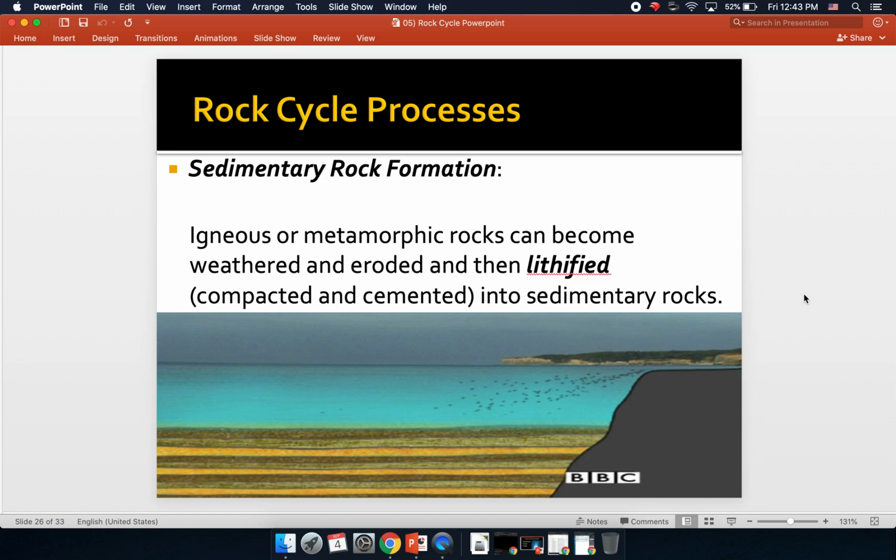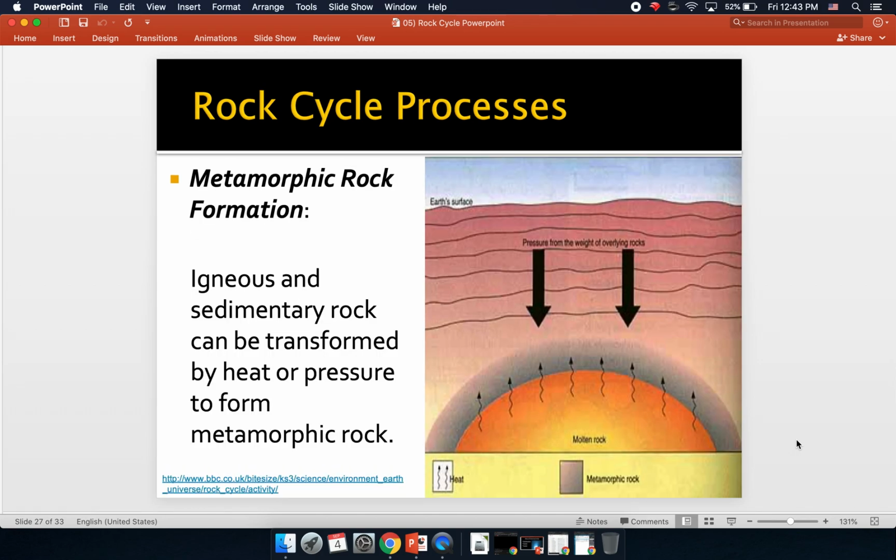All right, so you have already existing igneous or metamorphic rocks, or it could even be previously existing sedimentary rock that is weathered and eroded, and then when it settles somewhere and it undergoes the pressure that compacts it and cementation, it can form new sedimentary rock. All right, metamorphic rock formation. Igneous and sedimentary rock can be transformed by heat or pressure to form metamorphic rock. And like I said earlier, already existing metamorphic rock can undergo more metamorphosis if it continues to undergo heat and pressure under the earth.